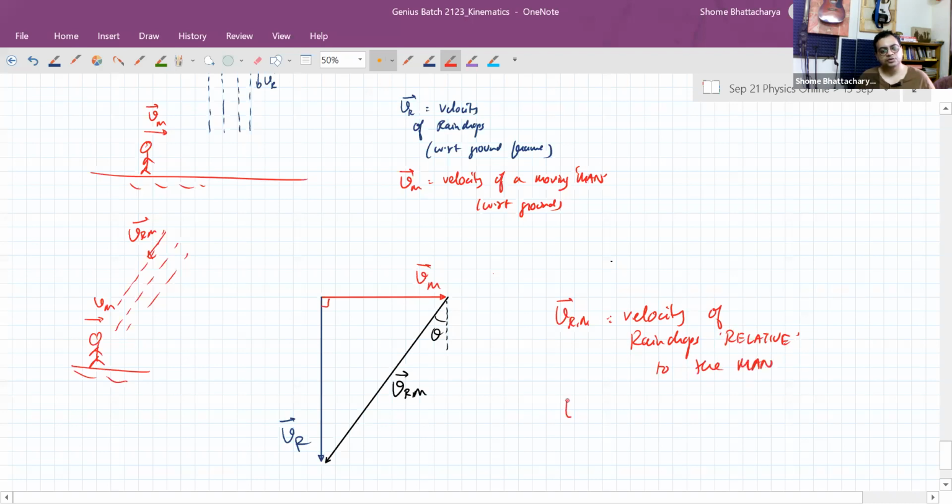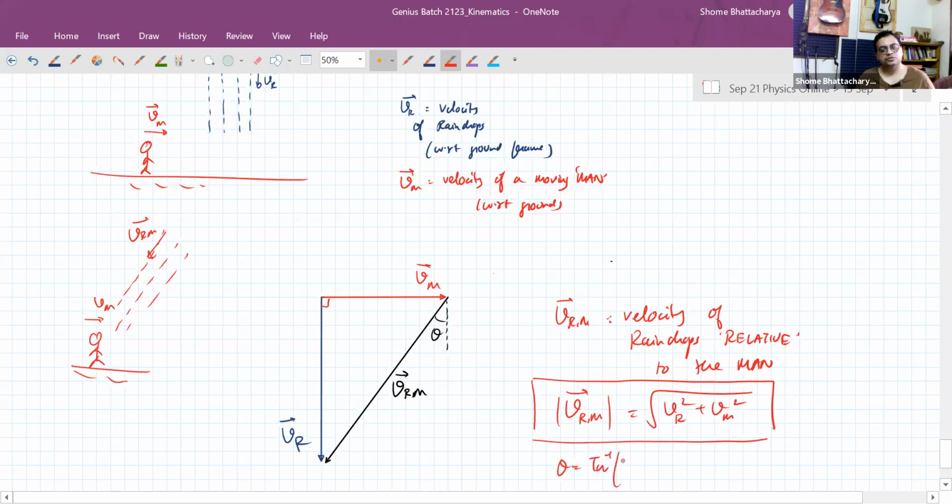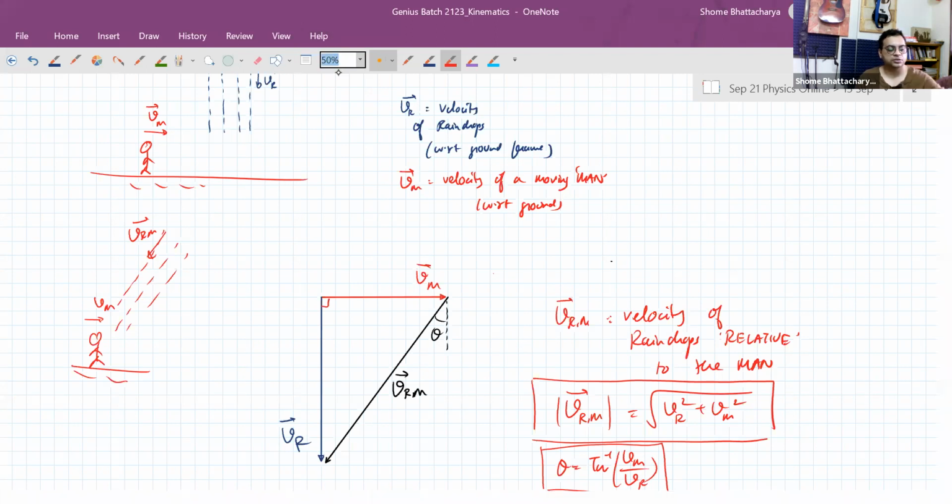So from the vector diagram, you can see the magnitude of this just becomes the square root of the sum of the squares of the ground frame velocities, and the angle at which it appears to fall will be tan inverse of the man's speed in the ground frame divided by the rain speed. So the faster the person is moving, the more slanted the rain appears to be, and also the faster the rain appears to be.